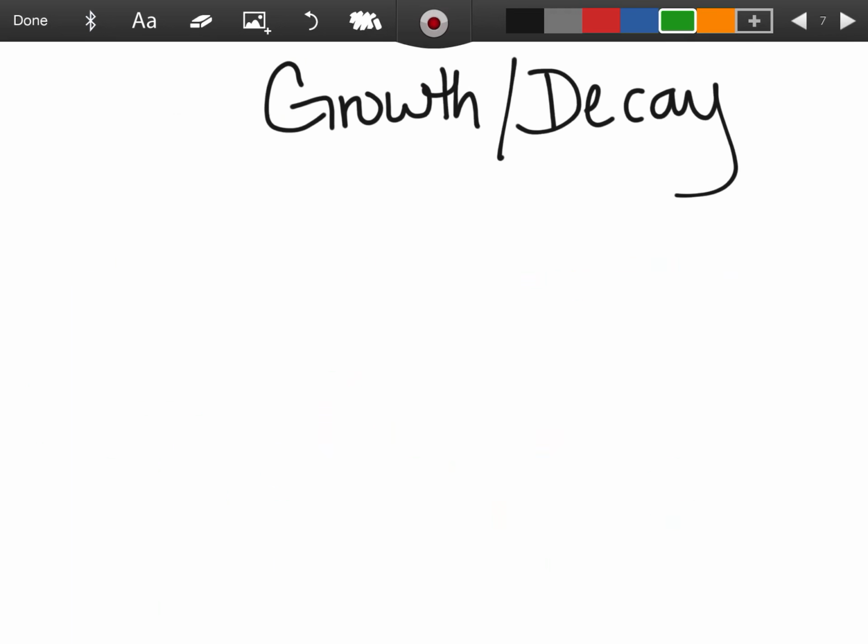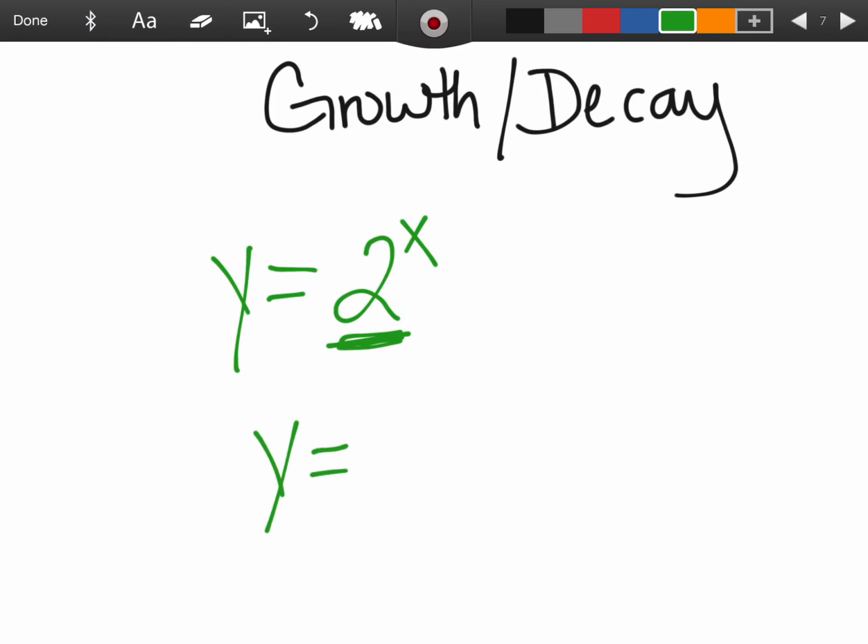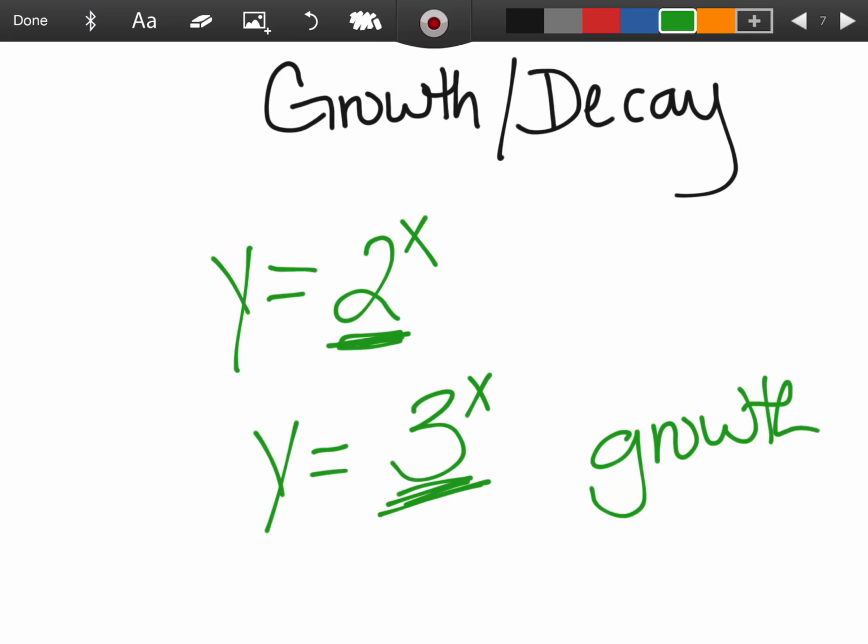All right, now growth and decay. So I can have different things for my base. Now this is the parent. The parent function starts out at y equals 2 to the x, but that could change. I could have y equals 3 to the x, all right? And because of my base, that is still growth. It's greater than 1, all right?